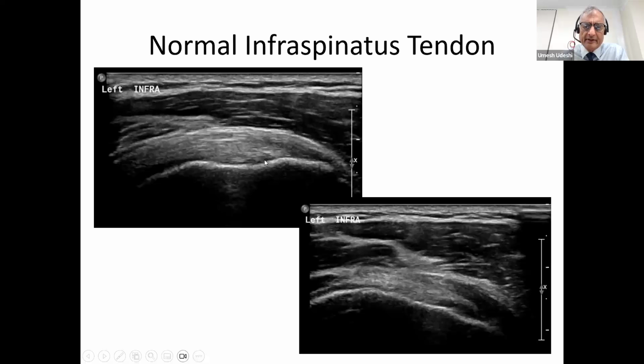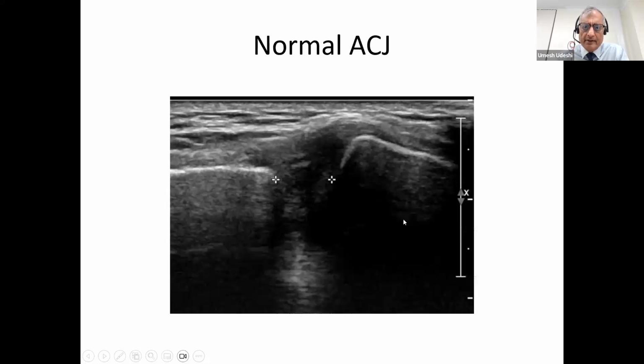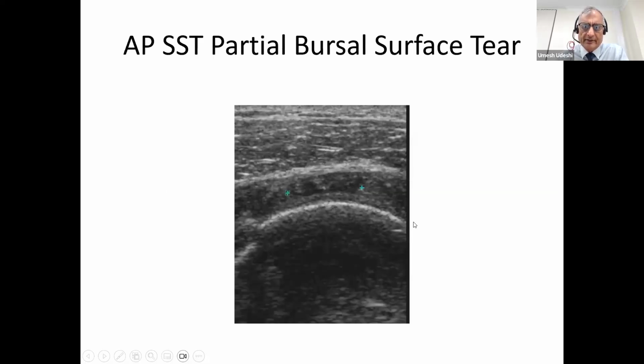Infraspinatus coming in onto the lesser tuberosity here in the longitudinal and transverse planes. We also see the acromioclavicular joint scanning at the top. So we assess for abnormal widening. We assess for periarticular osteophytes, excess fluid within the joint, bulging of the joint. None of those here. This is a normal ACJ appearance on ultrasound.